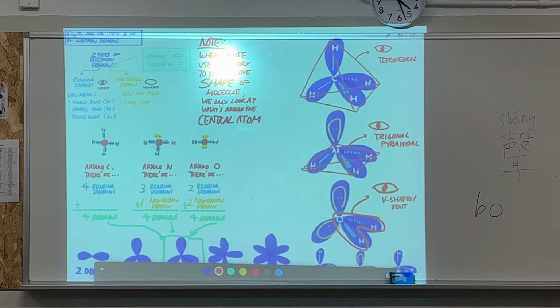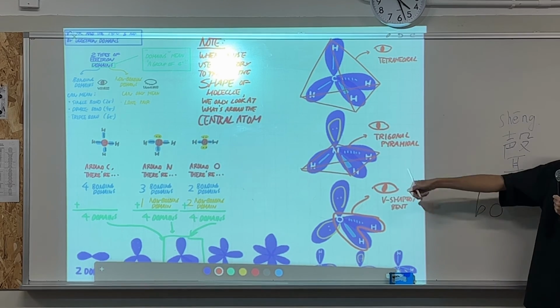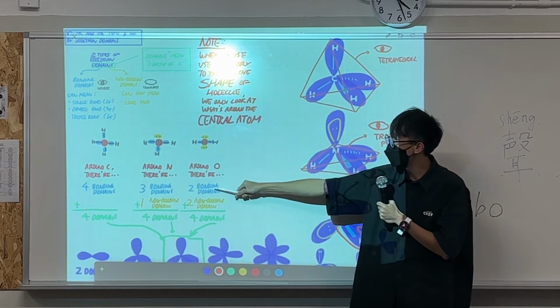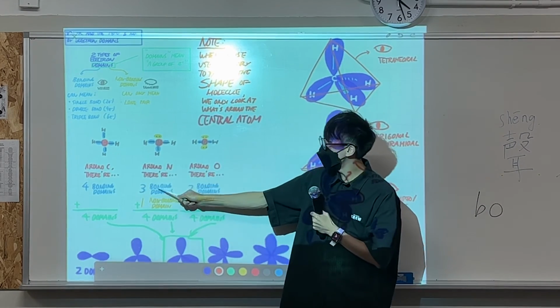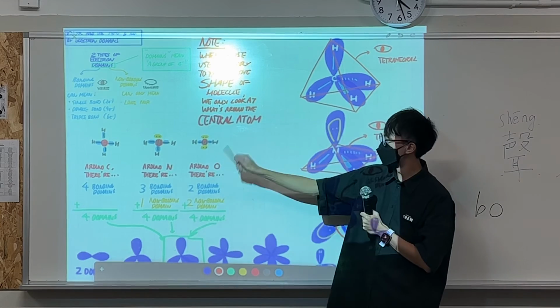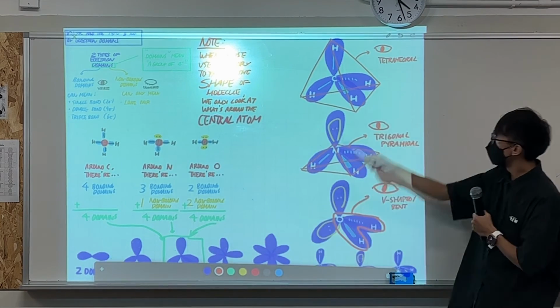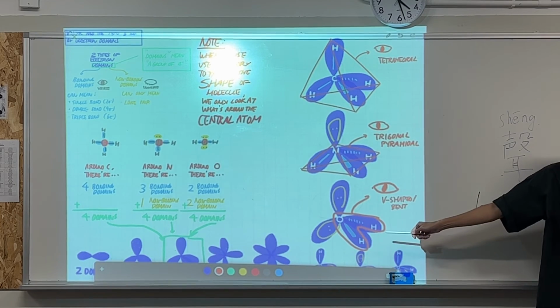So that means it's very important to know how many bond pairs and how many lone pairs there are. Granted, these three molecules all have the same number of domains. But depending on the makeup of these four domains, whether they are all bonding domains, or three bonding plus one non-bonding, or two bonding plus two non-bonding, it can affect the determination of the shape.